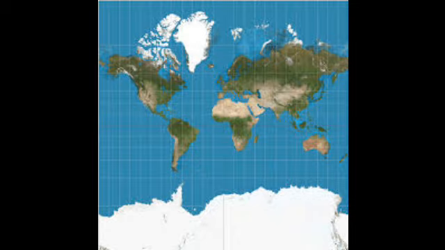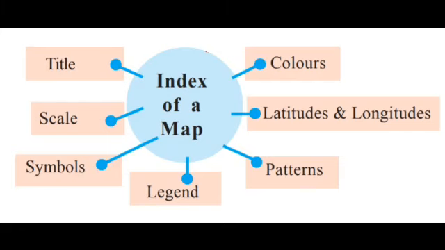Let's go for the next topic, that is the index of a map. Children, in your previous class, you had an introduction to scale, directions, symbols and colors used in a map, right? What are the elements of a map? Title, scale, directions, symbols and colors. These are parts of the index of a map. Let us know how to use these elements in reading, pointing and drawing a map.